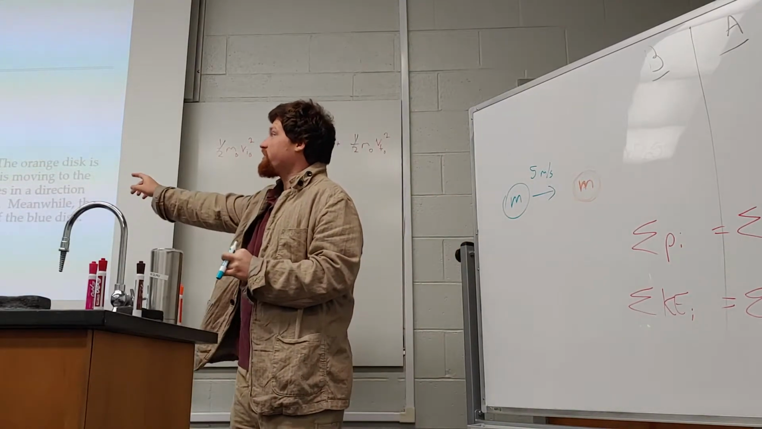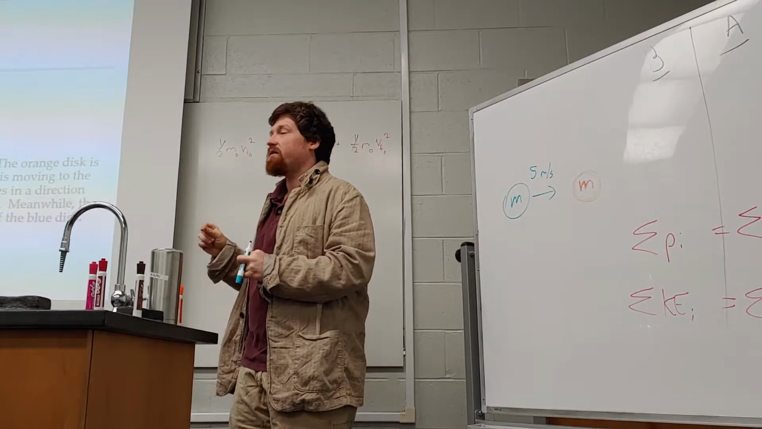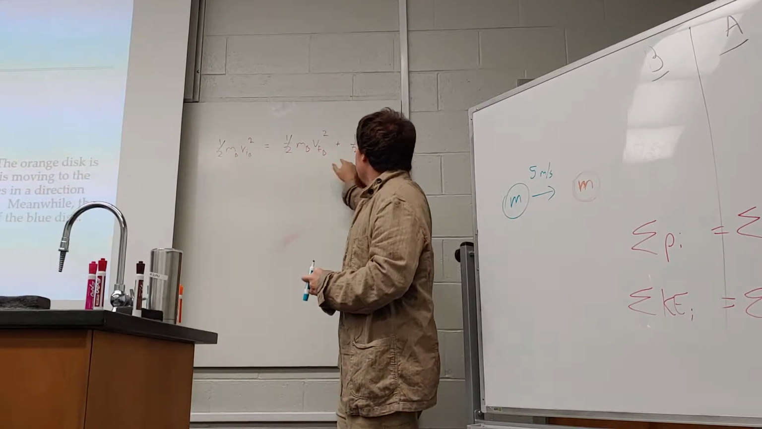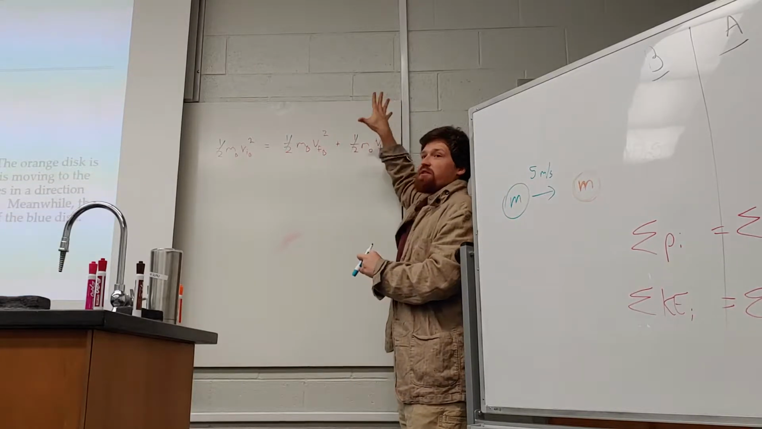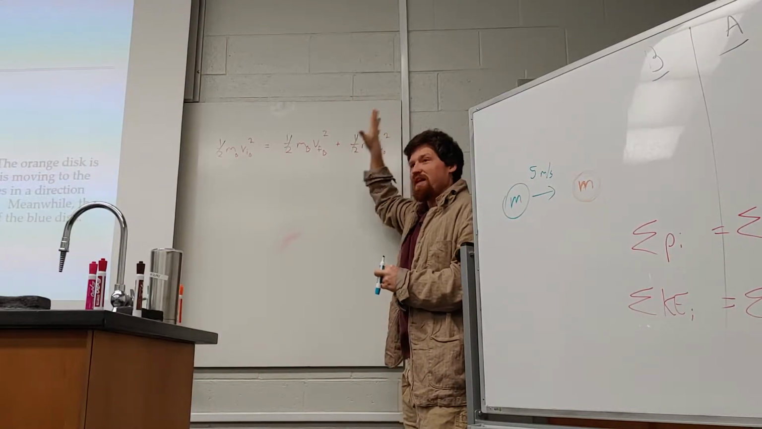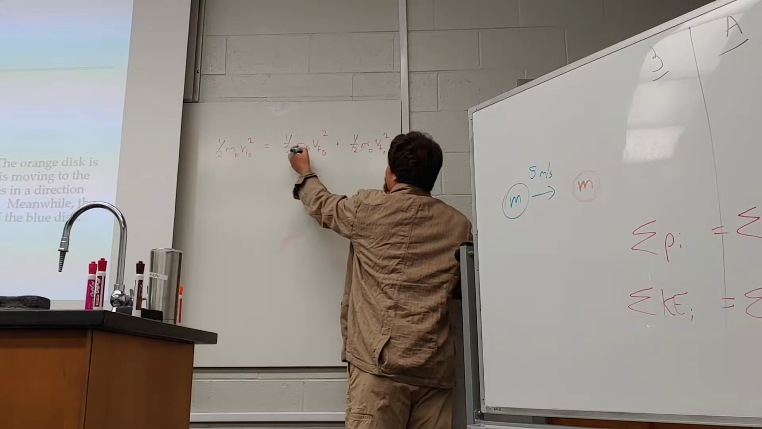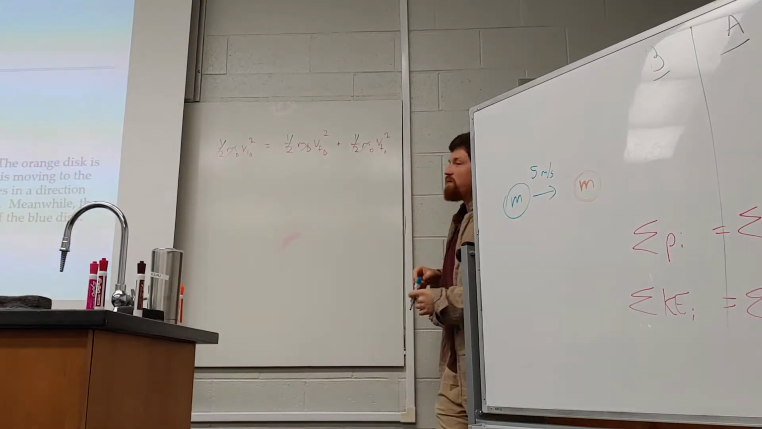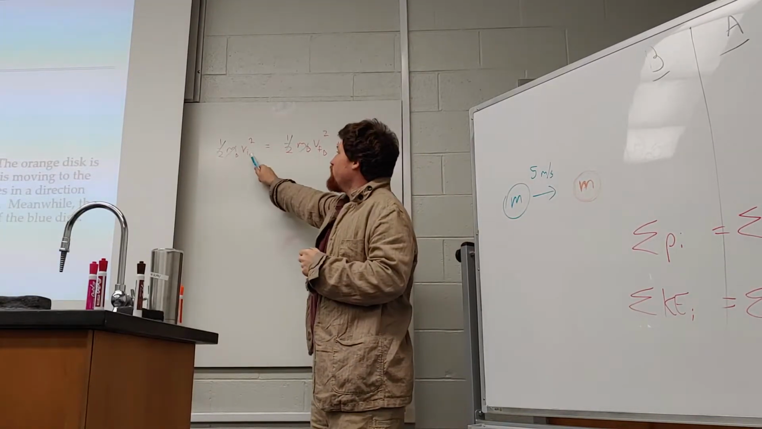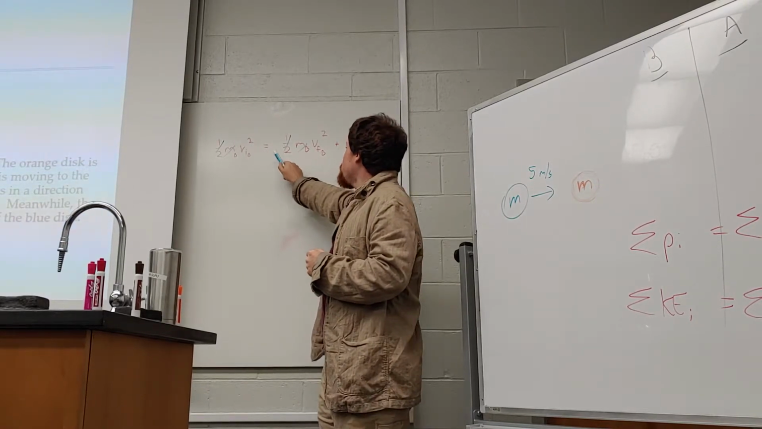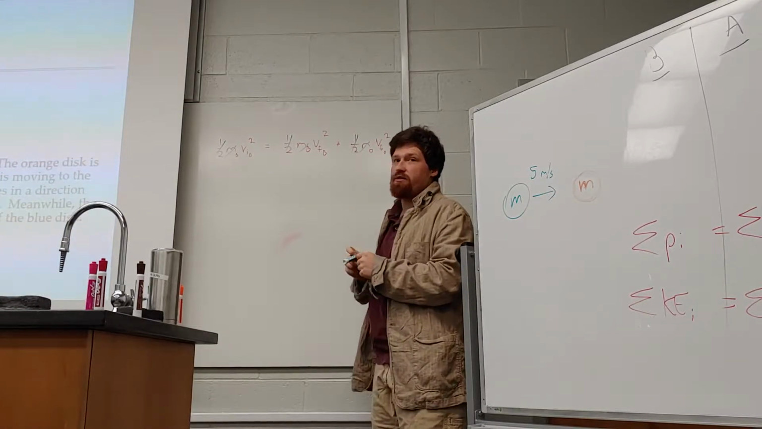And the problem also tells us that the mass of both objects is identical. They both have the same mass, which means that mass B and mass O are the same, meaning that every single term has the same mass attached to it, which means that can cancel out too. Because we can just divide that out like we did the 1/2. So what that leaves us with is the blue disk's initial velocity squared must be equal to the blue disk's final velocity squared plus the orange disk's final velocity squared.